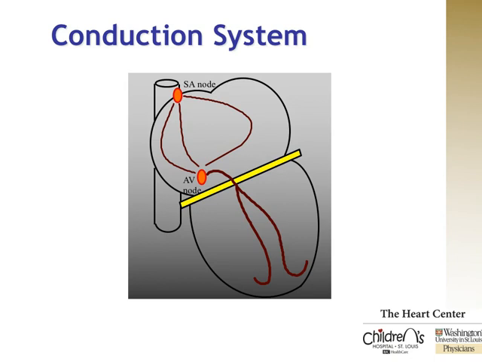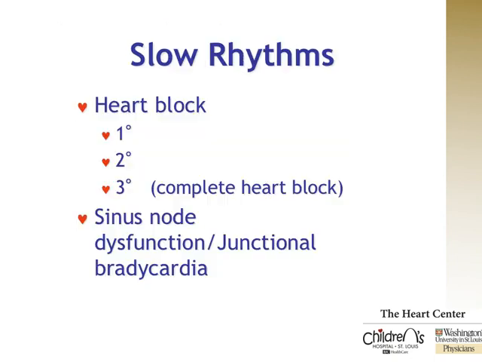So that AV node and His bundle, at the base of the right atrium and the upper portion of the ventricular septum, is an area that's particularly vulnerable in closure of ventricular septal defects or other operations that are near the inlet valves of the AV junction of the heart.